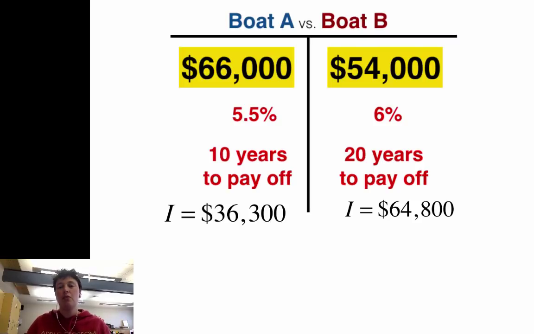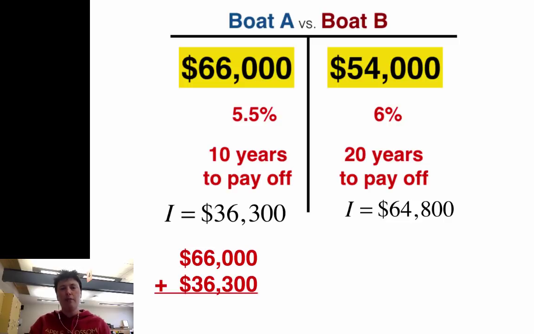But the question still stands, which boat's the better deal? Boat A is more expensive, but has less interest. Boat B is cheaper, but has way more interest over time. So let's add this up. Let's see, the total value for boat A would be the $66,000 plus all the interest, $36,300. Let's add that together to figure out what the price of boat A is all together at the end of all your payments. So if I add that up, I get $102,300 all together. So that's a pretty expensive boat. When you're all done making your payments, you've spent $102,300 on a boat. Wow.